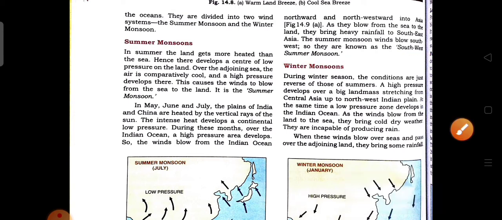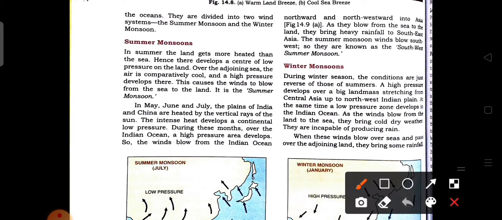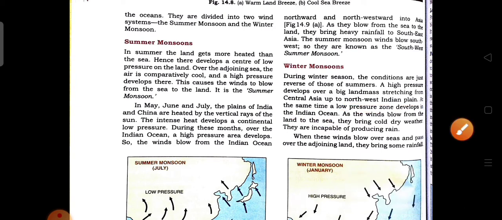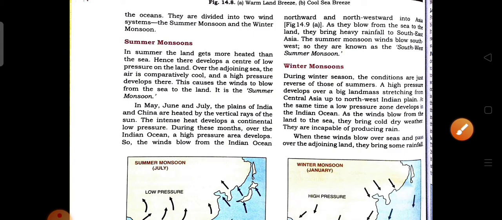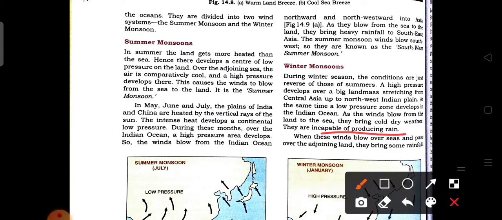The next one is the winter monsoon. During the winter season, the conditions are just the reverse of the summer monsoon. That is, high pressure prevails on Central Asia up to the northwest Indian plain, and at the same time low pressure develops in the Indian Ocean, and the wind blows from land to the sea. This wind becomes dry and is incapable of producing any rain.